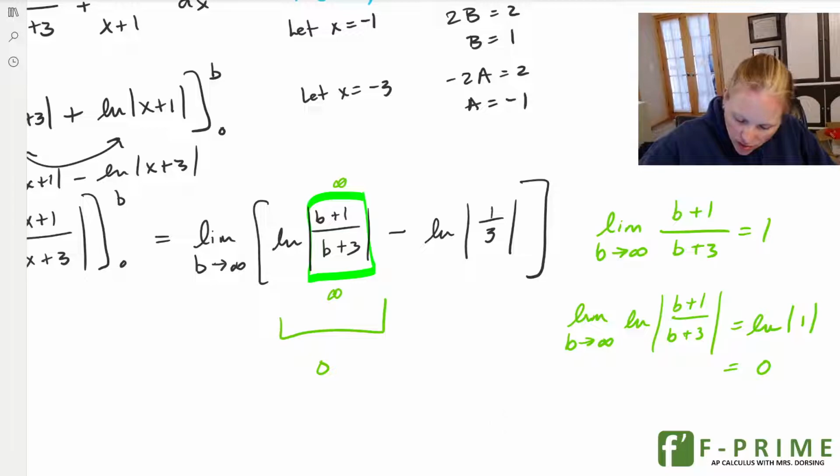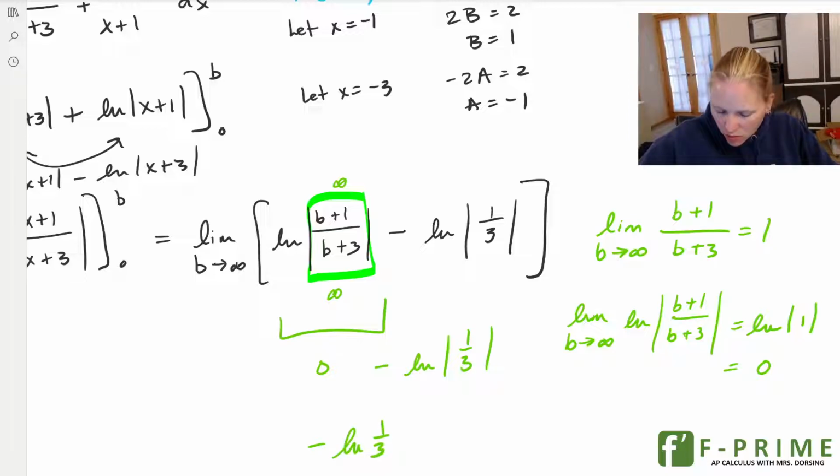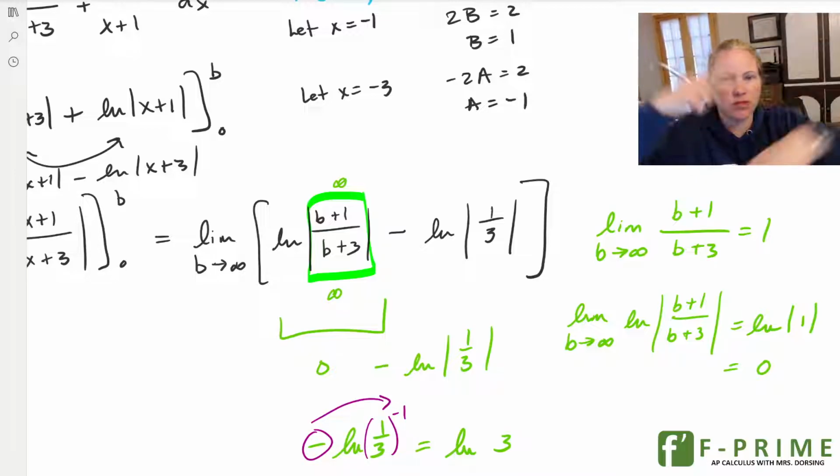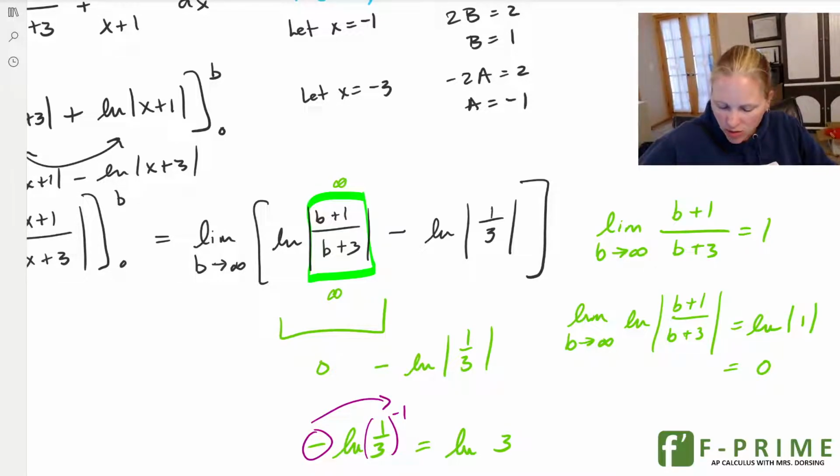So we get 0 minus the natural log of 1/3, which is not too bad, so it's negative ln 1/3, or natural log of 3. Remember that negative 1 turns into a power, so you get 1/3 to the negative 1 power, which flips your fraction. So either one of these is fine, you could do that too.